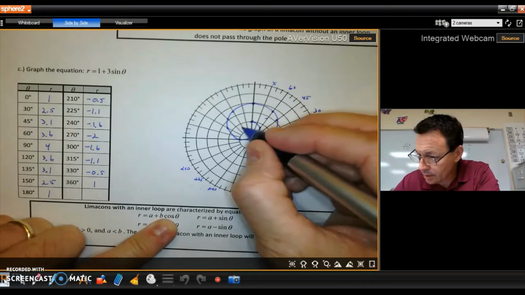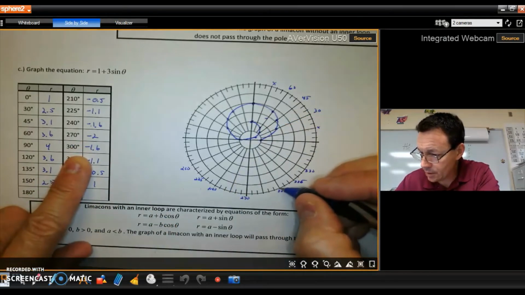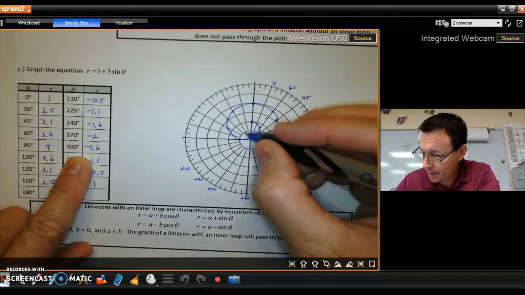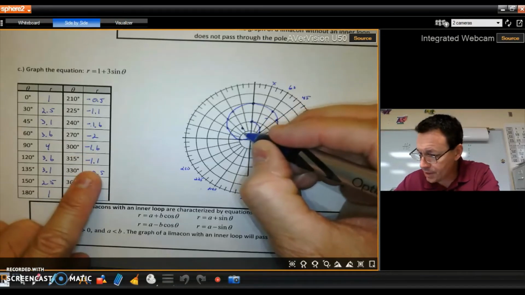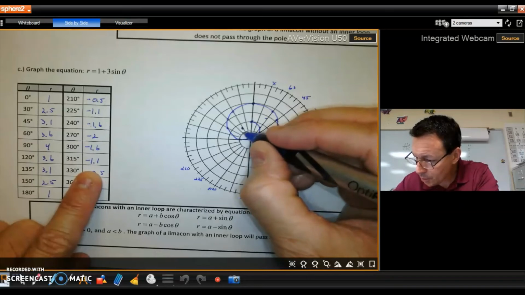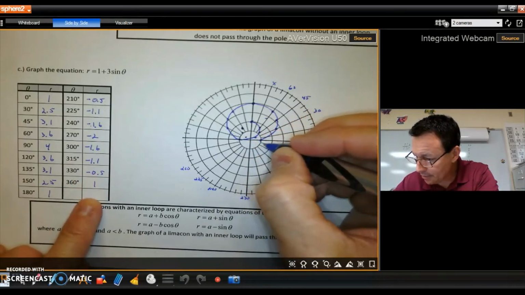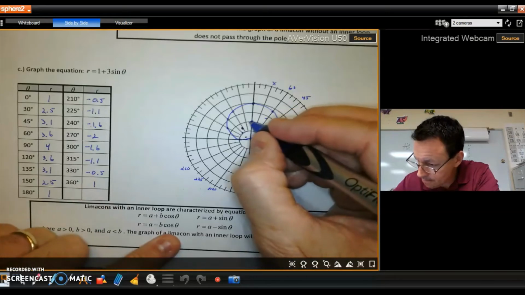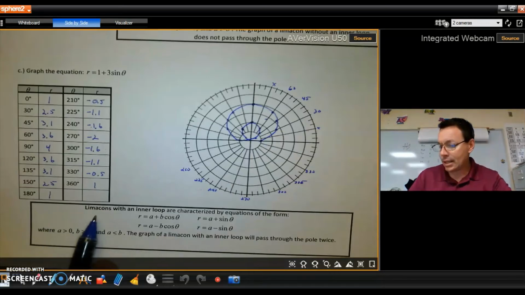And then keep going. So at 300, so here's 300, but this way. So here's 1.5, so it's 1.6. So it's about in between 1 and 2. At 315, I should be at 1.1. And then I'm back to somewhere in a half, and then I'm back to where I started. And you get that. That is a limaçon.